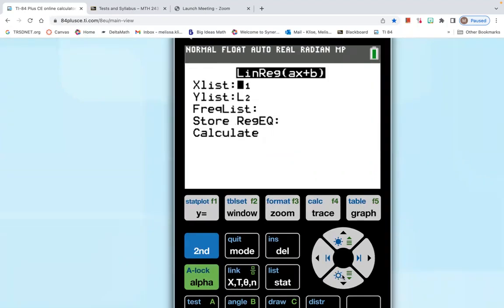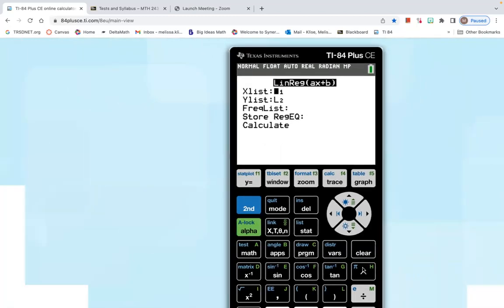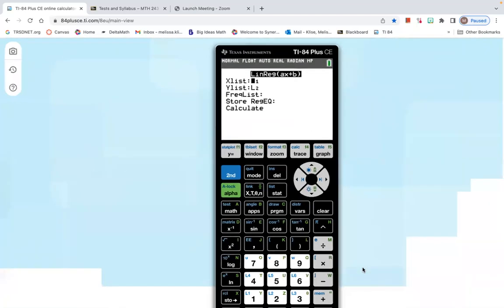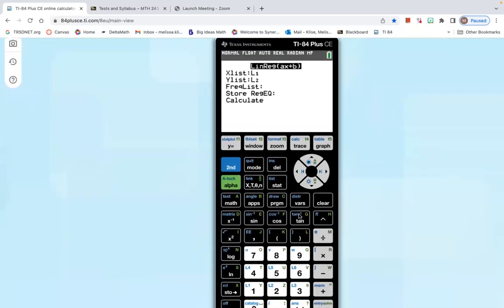Okay, my X list is L1. And it gets smaller here so that you can see where your X list is L1. I don't know if you remember me showing you how to put the lists in here. Your Y list is L2. So if you don't have that in there, you would hit second 2. Notice the little blue numbers on top of there. So you'd hit second 2 to get L2 in there, leave the frequency list blank, leave the store RegEQ blank and just go down to calculate. And then hit enter.